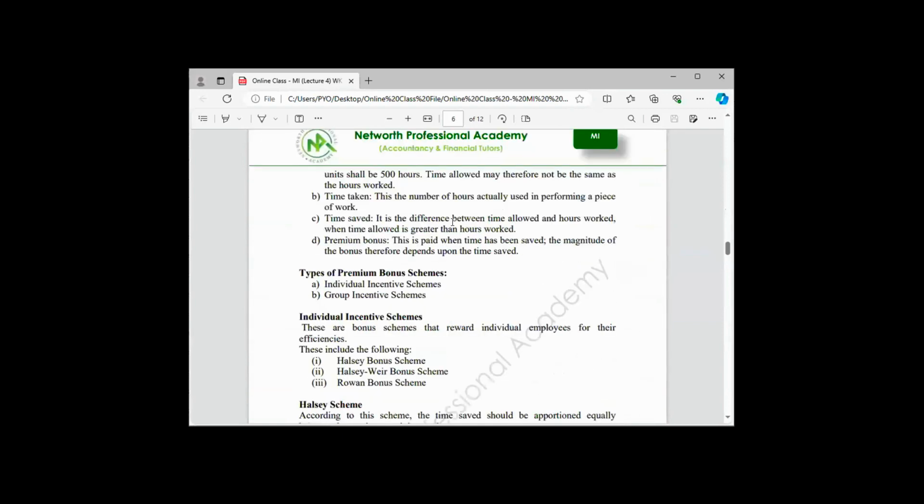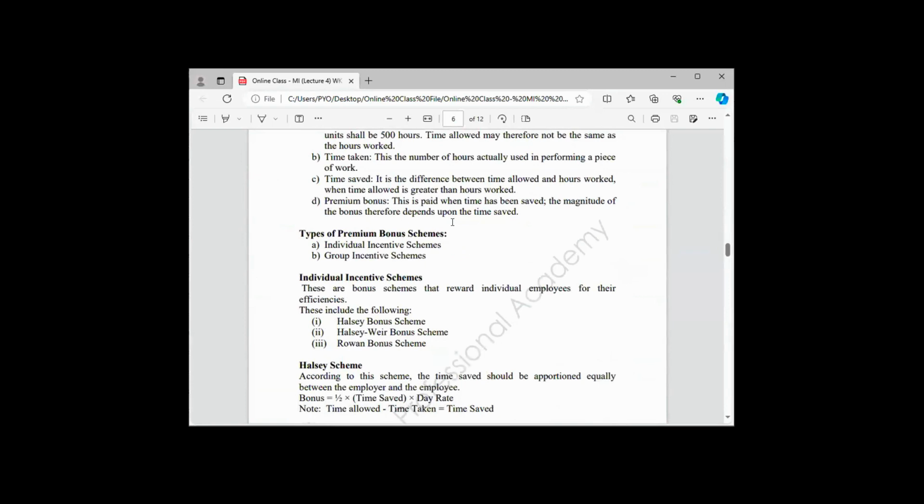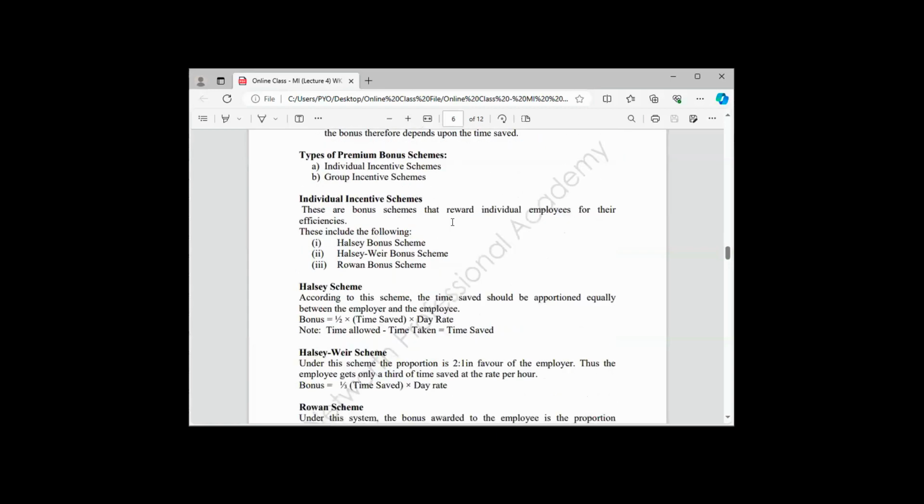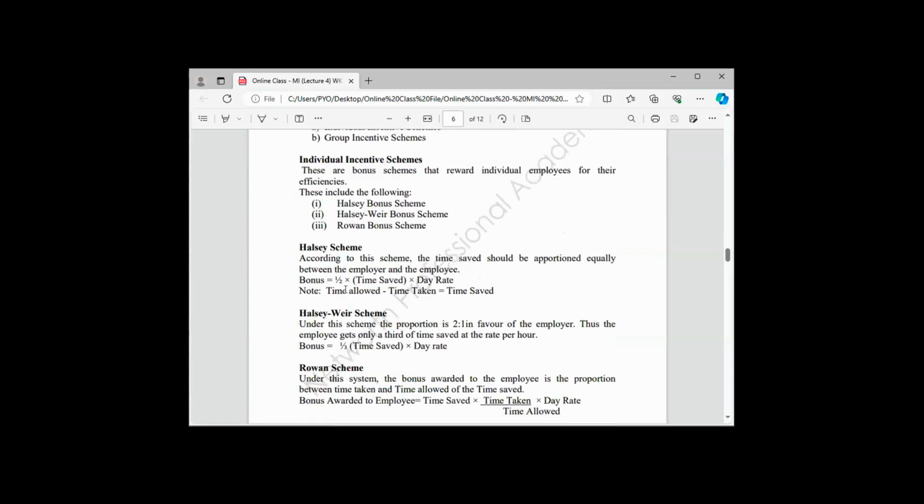Let's get to the bonus. Hope you can see the board. Yes, sir. Can you see the board now? See the scheme: half times time saved times day rate. The time saved is equal to time allowed minus time taken. Is it clear?